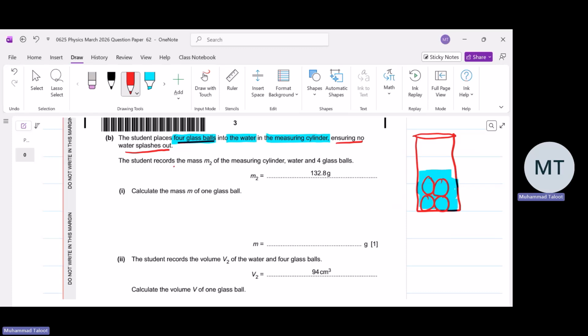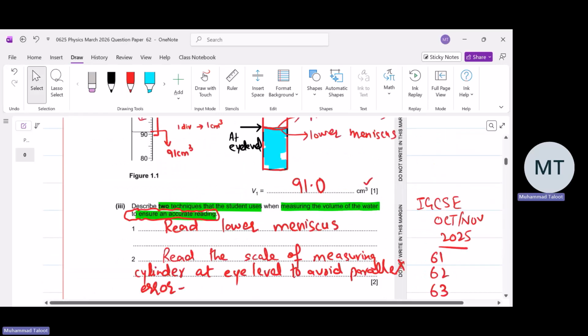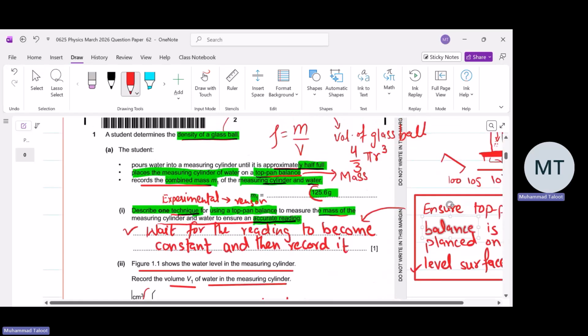So the student records the mass M2 of the measuring cylinder, water, and 4 glass balls. So now this M2 is the mass of measuring cylinder, water, and 4 glass balls. So the mass is 132.8 grams. In this question, you have to calculate the mass of 1 glass ball. So what we are going to do, this is total 132.8 minus the mass of measuring cylinder and the water, that is 125.6.